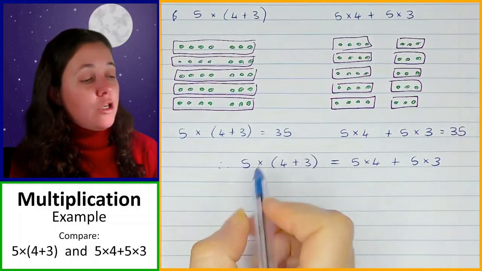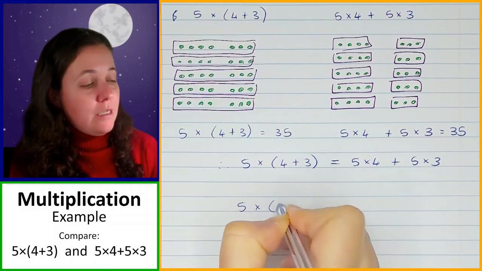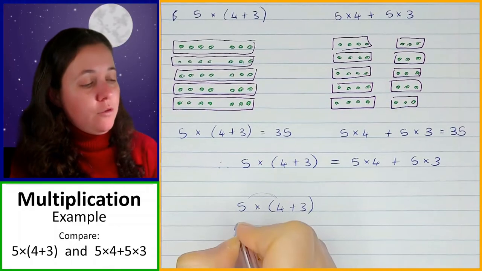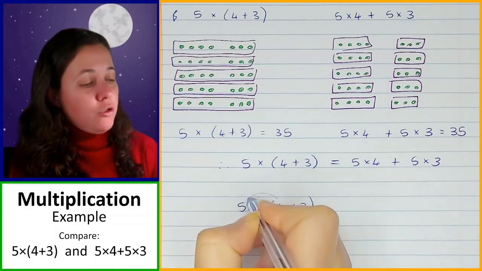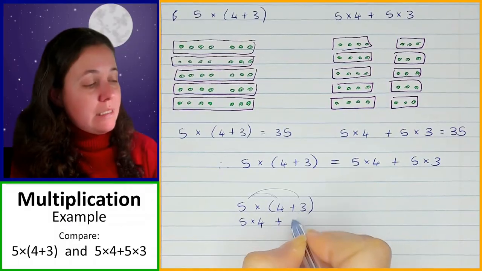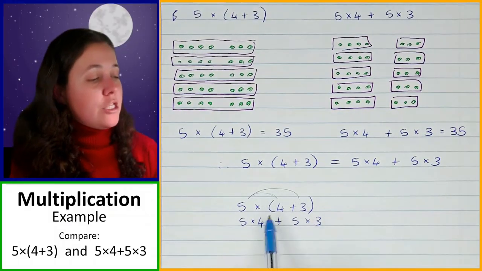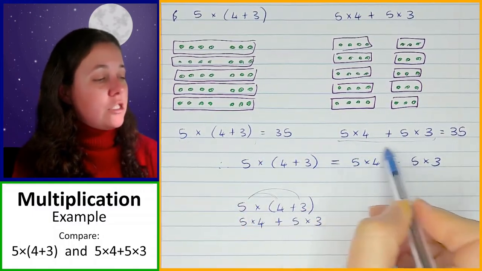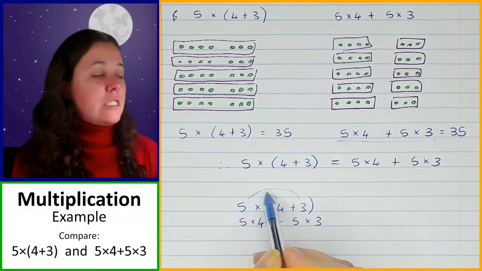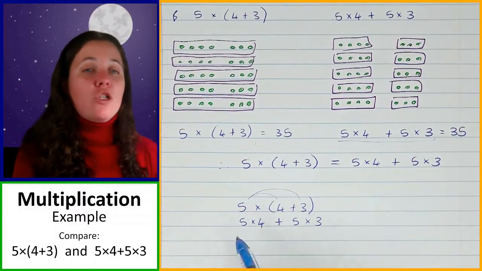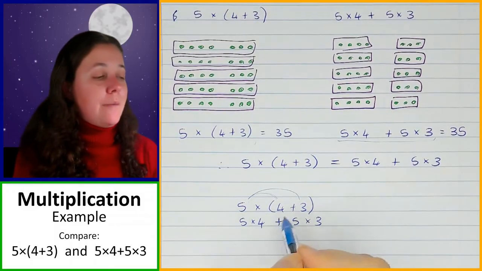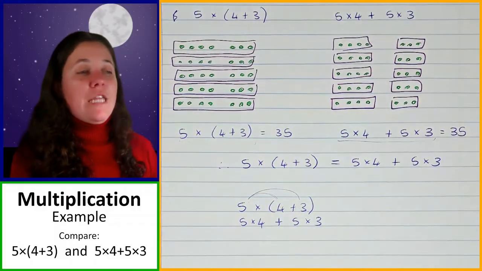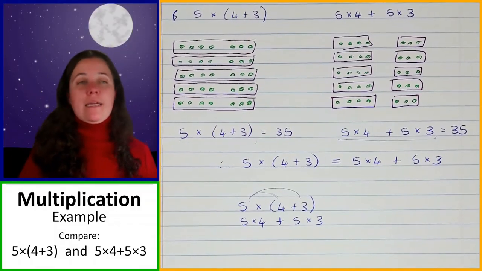Okay, so we can also look at it like this. We can say 5 times 4 plus 3, and then I could just do this, and I could say, okay, so it must be 5 times 4, and it must also be 5 times 3. So it's plus, this is a plus there, 5 times 3. So that is how I would get to this over here. If I am given that, I can change it to that by saying that the 5 must be distributed into the brackets and given to every single thing inside that bracket that's separated by pluses or minuses. Okay, so that is using the distributive law with multiplication.